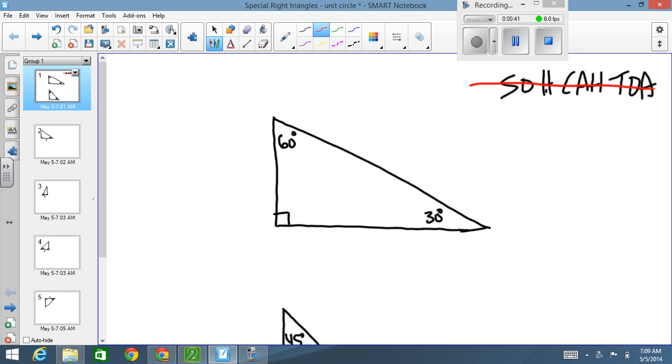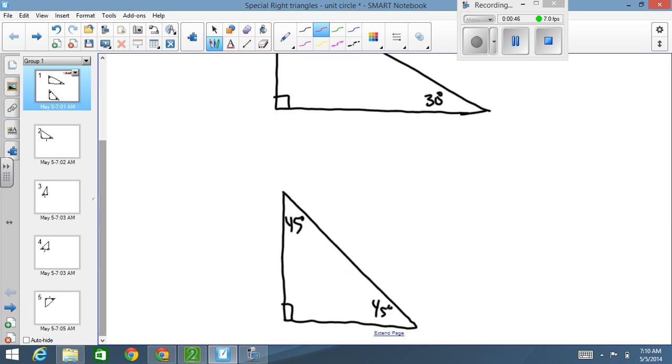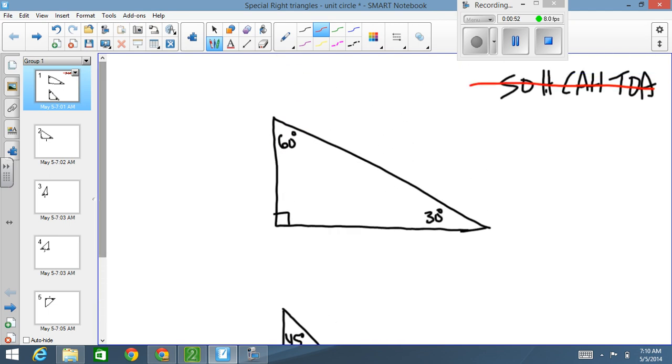Now the two different special right triangles you're going to see are a 30-60-90 and a 45-45-90. And each of these show up specifically when we use the unit circle quite a bit. So we're going to refresh this today so that when we talk about the unit circle, we'll be ready with our special right triangles to help us find things.